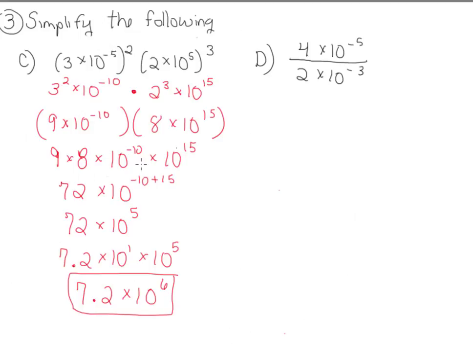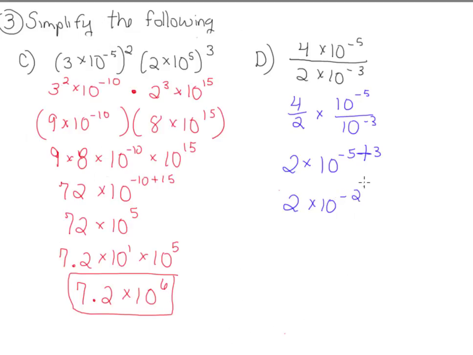All right, let's do one more scientific notation problem. This is going to be a division problem. So I just need to combine my like terms. So it's going to be 4 divided by 2, times 10 to the negative 5th divided by 10 to the negative 3rd. So 4 divided by 2 is 2. And then I subtract my exponents to get negative 5 plus 3, which is negative 2.